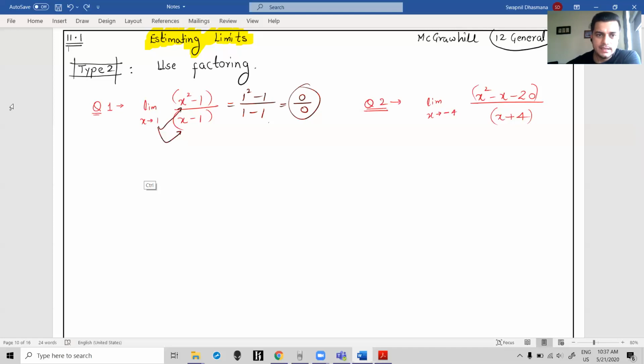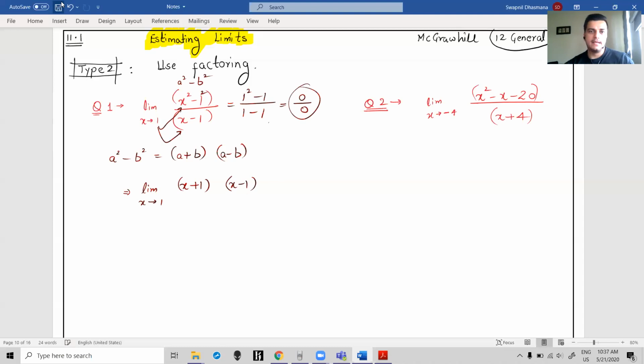Let's try. There is a formula which I think all of you know: a squared minus b squared equals (a plus b)(a minus b). Using that in the question, I will get limit x goes to 1 of (x plus 1)(x minus 1). So x is like a and 1 is like b. Then I write the denominator, which is x minus 1.